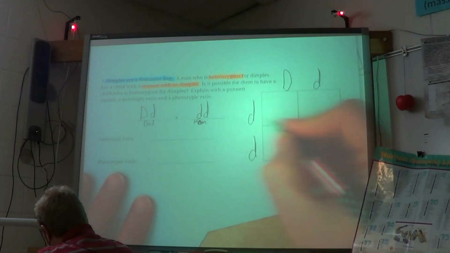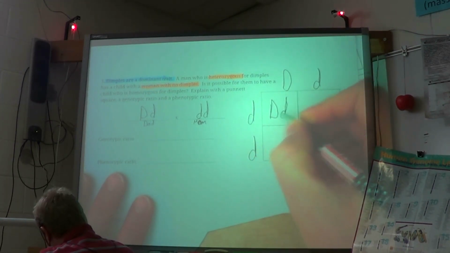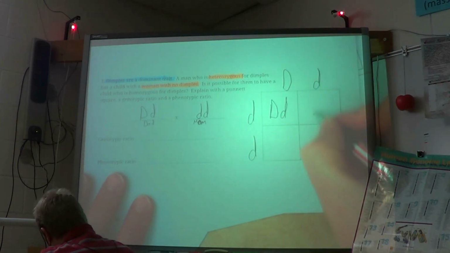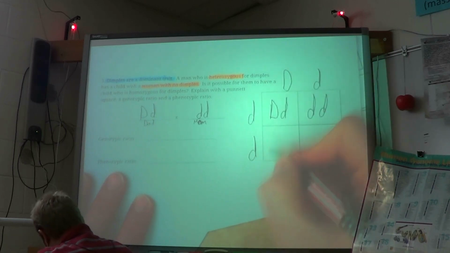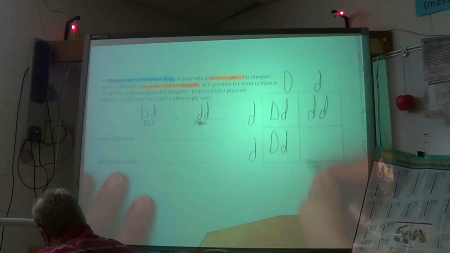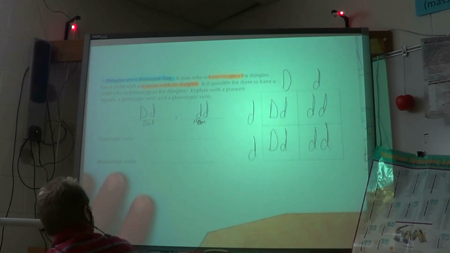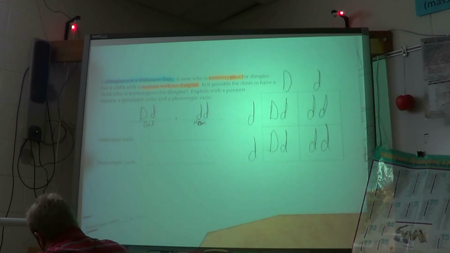Then we drag and drop, and if there's a capital letter, we put that capital letter first. We drag and drop. We always put the capital letter first. We drag and drop. Right, so that's our Punnett square.